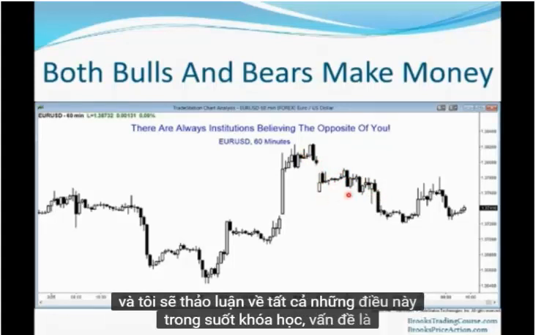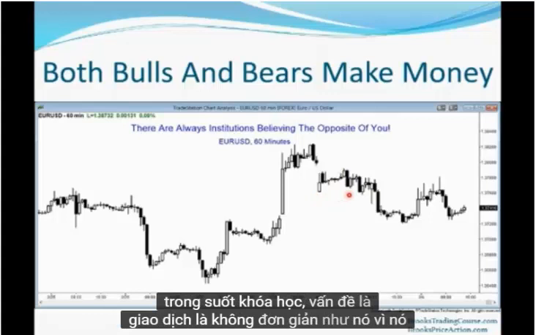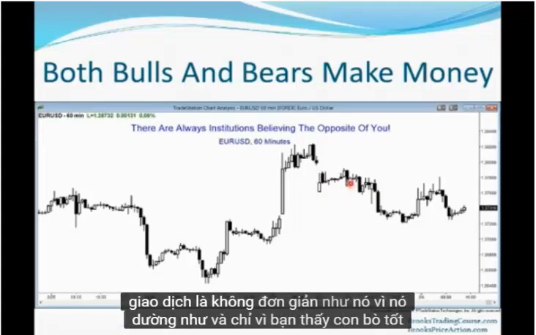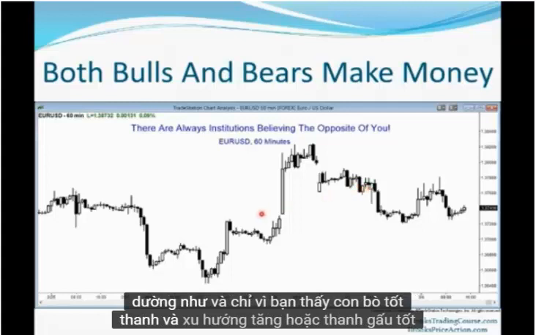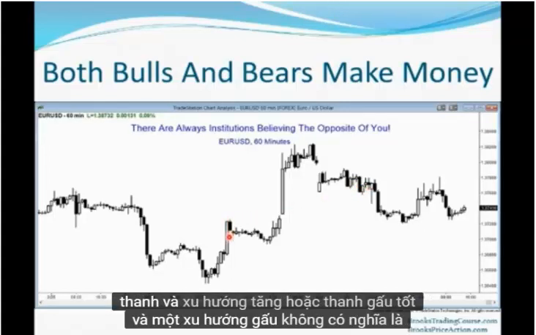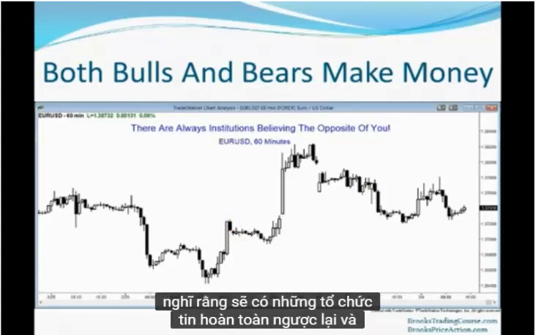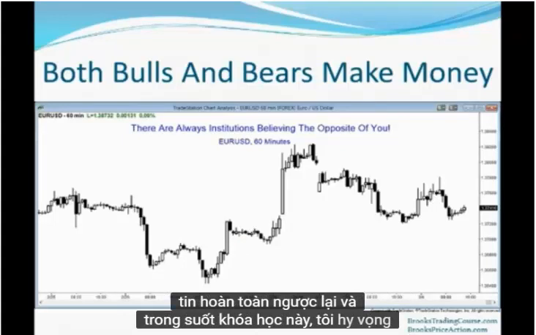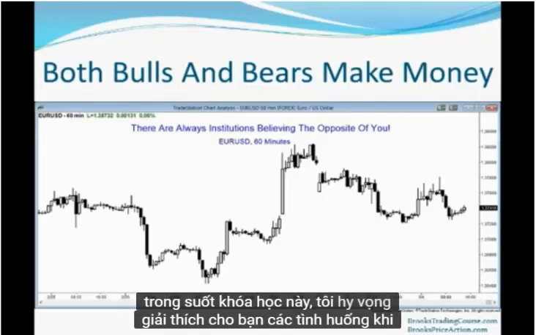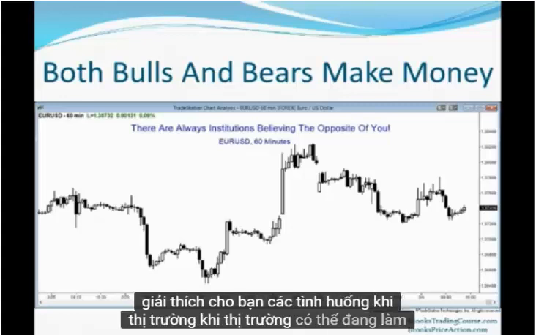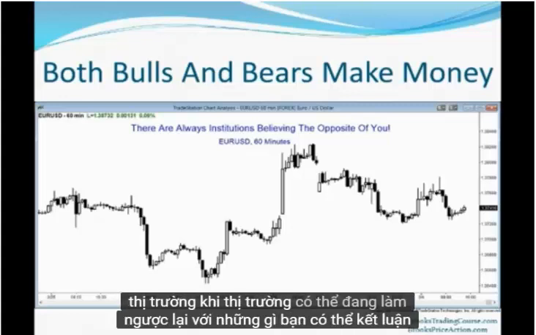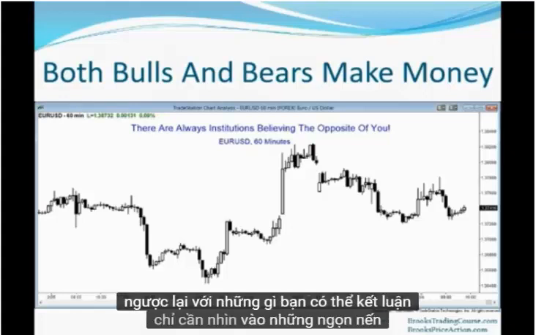The point is that trading is not as simple as it seems, and just because you see good bull bars in a bull trend or a good bear bar in a bear trend does not mean that the market will go the direction that you think. There will be institutions who believe the exact opposite, and throughout this course I'm hoping to explain to you the situations when the market might be doing the opposite of what you might conclude by just looking at the candles.